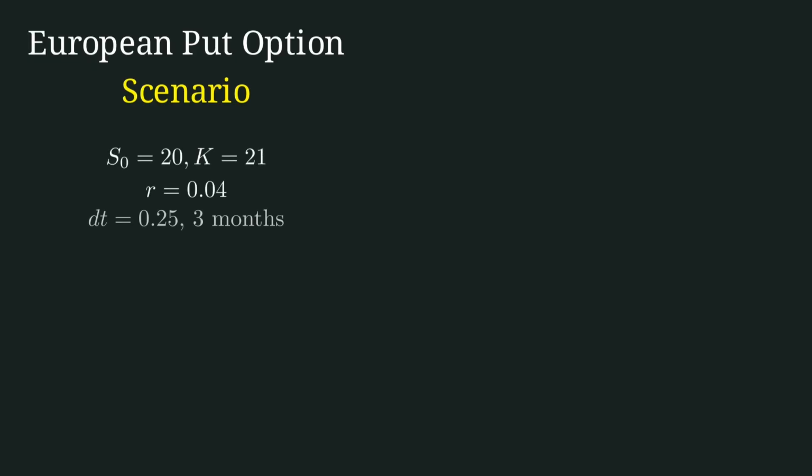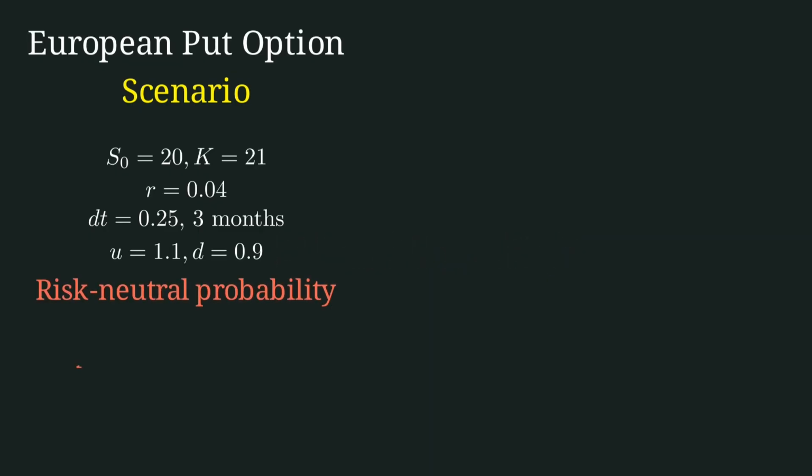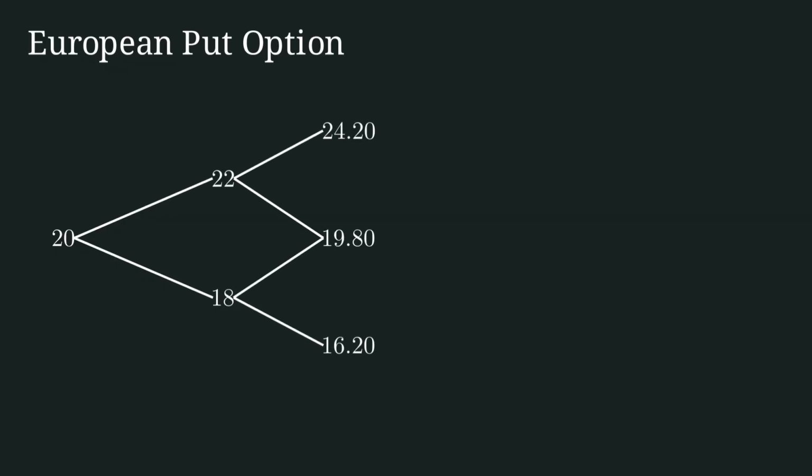The following scenario, where the initial price, strike price, and other parameters as indicated are given. Usually the quantity U and D, the factor by which the price goes up or goes down, is calculated from volatility. These quantities help us to calculate the risk neutral probabilities. Here, as indicated, we can calculate using this formula. In this case, 0.55 and 0.45.